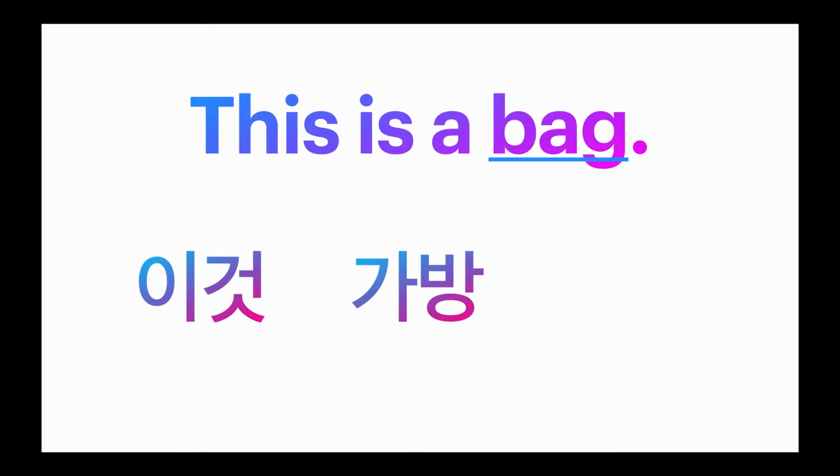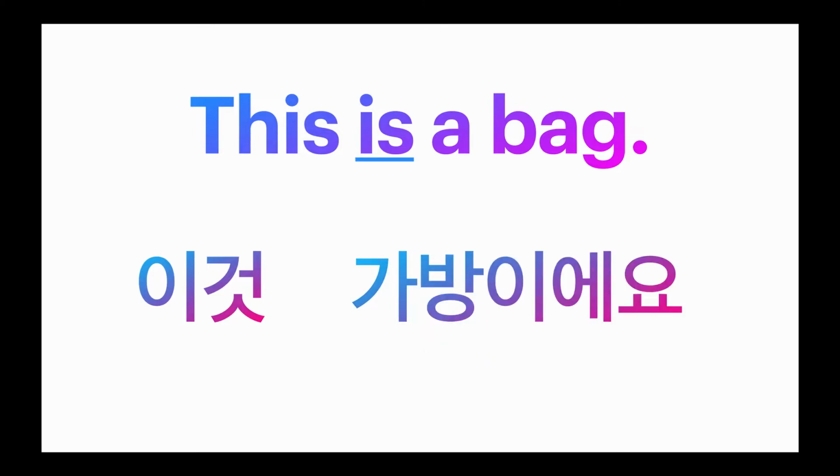All right, let's go ahead and try some sentences. So this is a bag. What do you think? Let's start with this. 이것, bag, 가방, is. Now this we learned in the first lesson, is 이에요 or 예요, depending on if a word ends with a consonant or a vowel. Now 가방 ends with a consonant, so we are going to add 이에요. We don't have to worry about specifying.